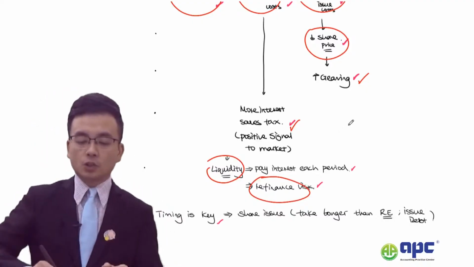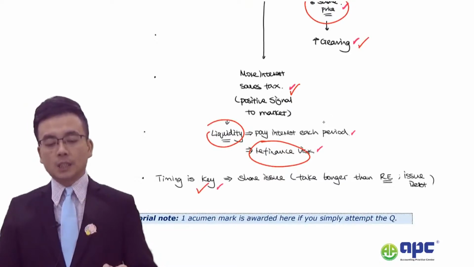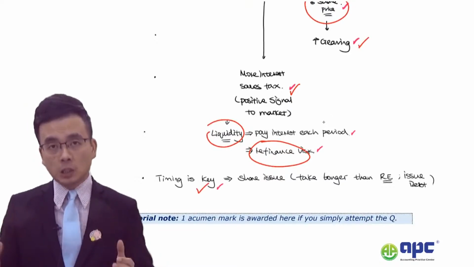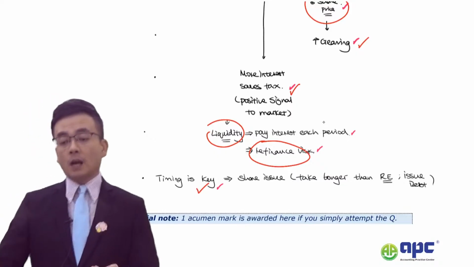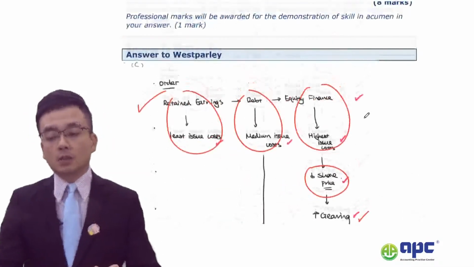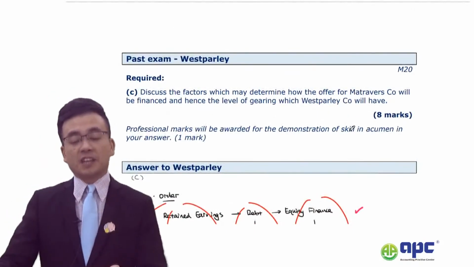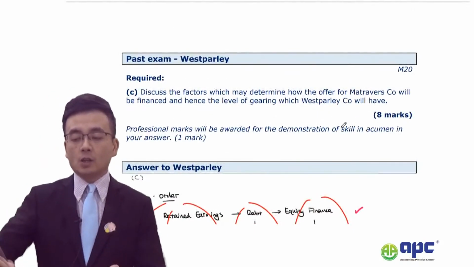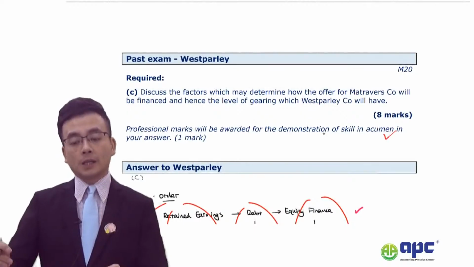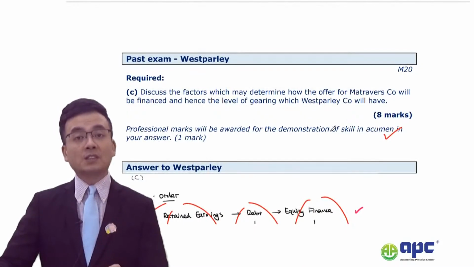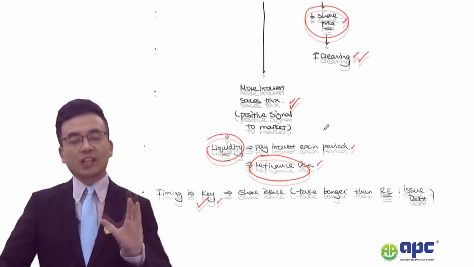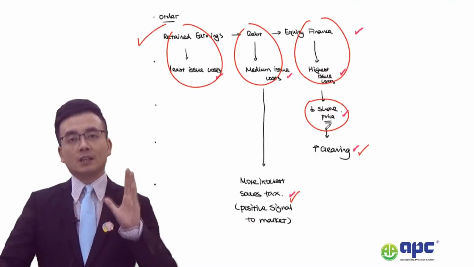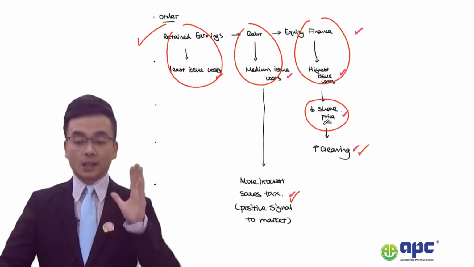But also you can talk about timing, because the share issue may take longer than the debt issue. Now, the professional mark is quite straightforward. In this question, if you're attempting the question, then you will get 1 acumen mark by touching on any of these points that I've listed on screen. Make sure that each tick that you need to convert into 1 simple sentence, and that will be fine there.